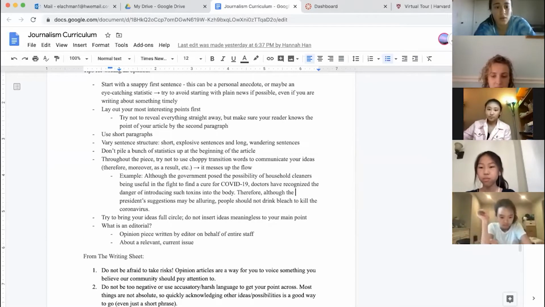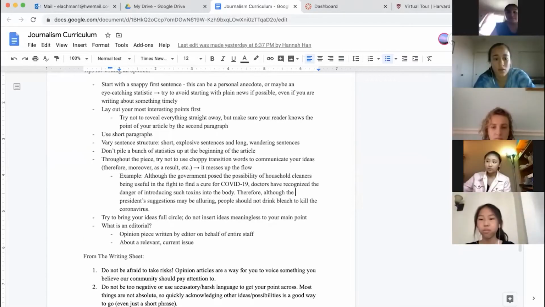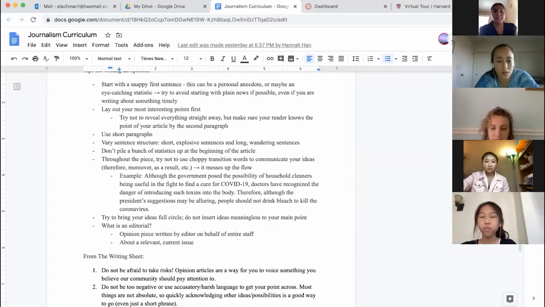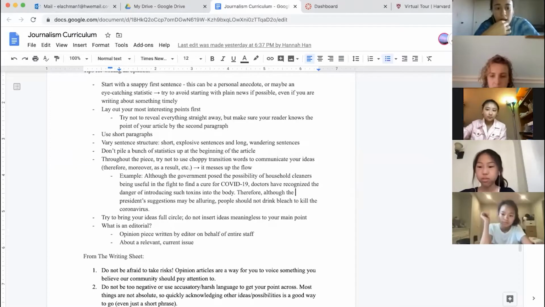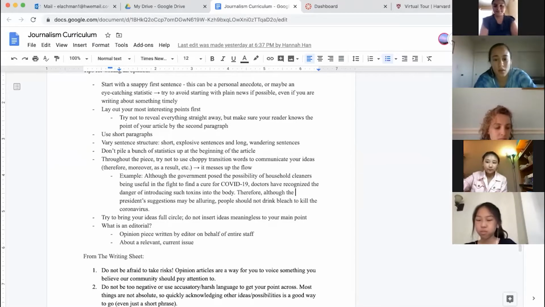Like in our own newspaper, one of the main edits we make, if it's not a content issue, is making sure that the flow of the article is very satisfying. You don't want to use words that are very academic and that you would put in an analytical essay, for example. Like therefore, moreover, as a result, they mess up the flow.